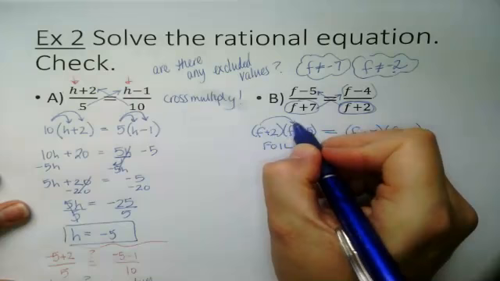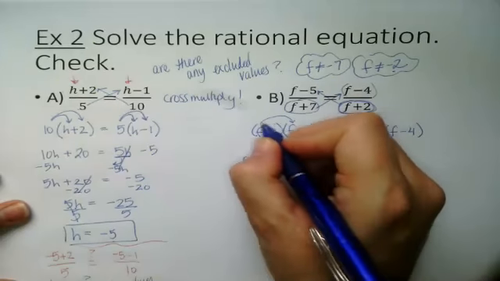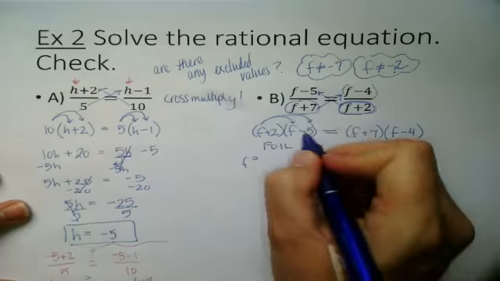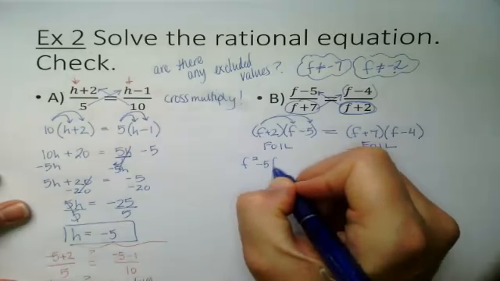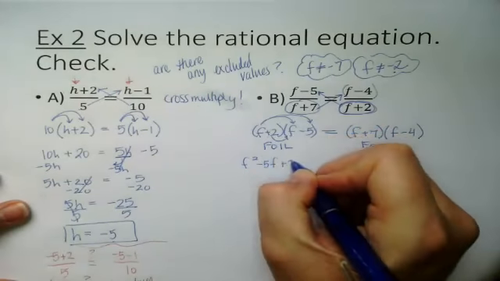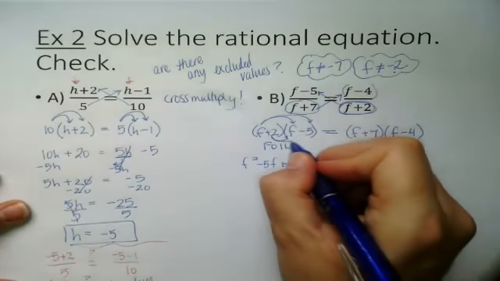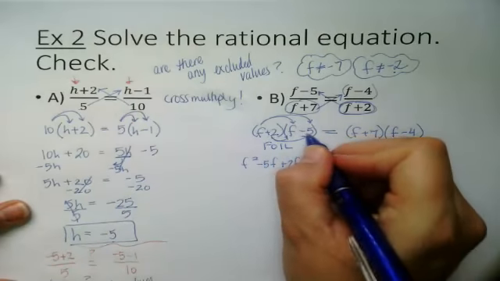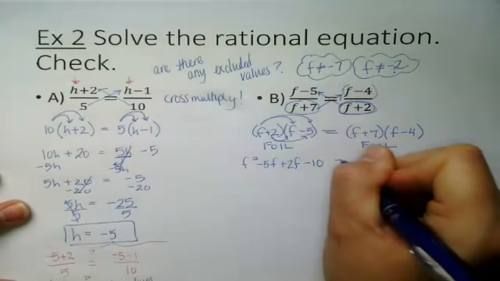And from here, we need to FOIL or distribute these together. So first times first is f squared. The outside, negative 5 times f is negative 5f. The inside is positive 2f. And last times last, 2 times negative 5 is negative 10.